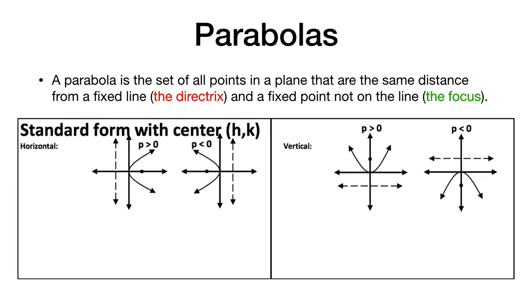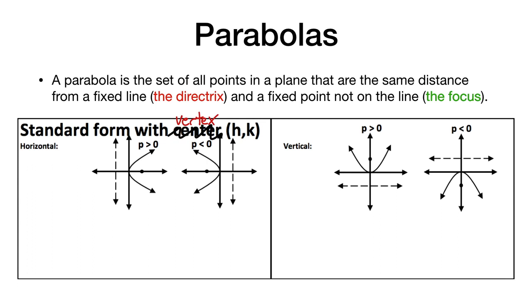Standard form with center of (h, k). Do you see the word center there? I don't like it. That word is bad. So what I want you to do is X out that word and write vertex, with vertex of (h, k). So we have two different forms of this: we have our horizontal and we have our vertical.